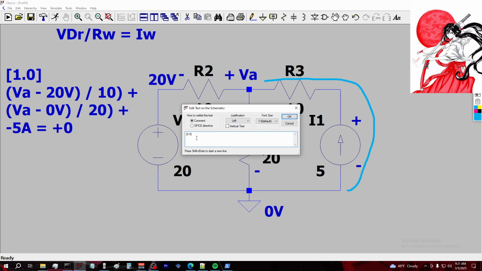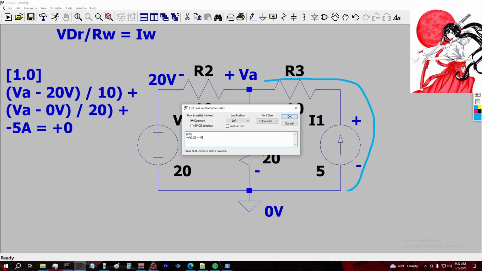So let's do basic algebra. We're going to do VA over 10 plus VA over 20, so we're going to have 2 plus 1. That gives us VA times 3 over 20. 3 is a prime number and it can't go into 20, so that is in simplest form. And that's going to be equal to 20 divided by 10, which is 2, so we have -2 plus 5 amps, which gives us -7. We bring the -7 to the other side of the equation, so we have +7.